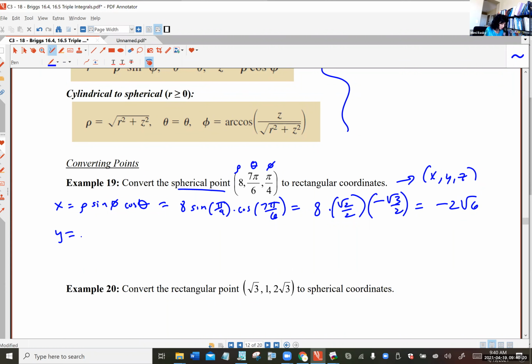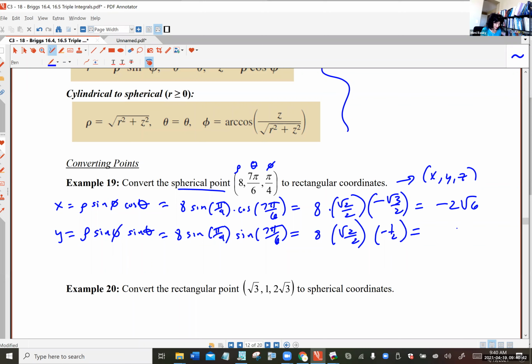Y, conversion formula. Rho sine phi sine theta. No, that's not a typo. That's correct. 8 sine of pi fourths again, sine of 7 pi 6. Okay, 8 square root of 2 over 2. Uh-oh. Negative a half. Reduce, negative 2 root 2.